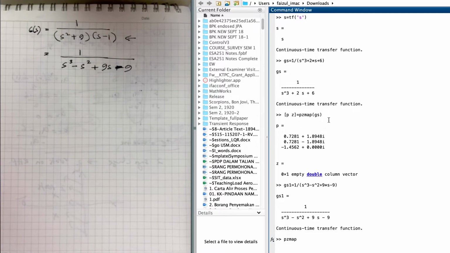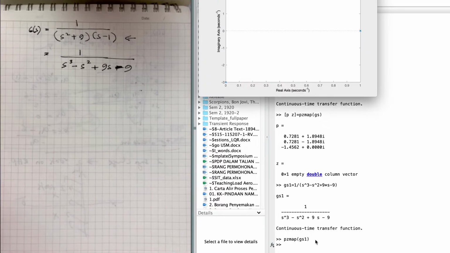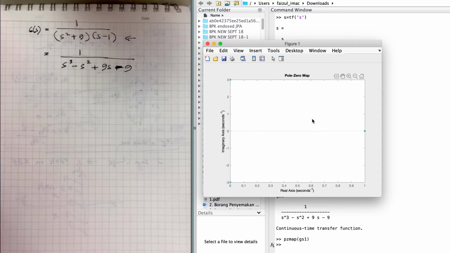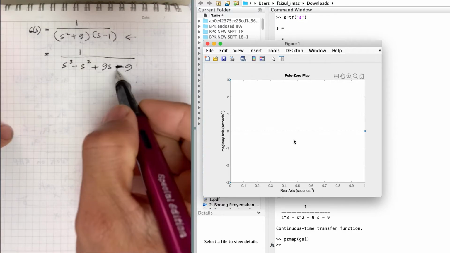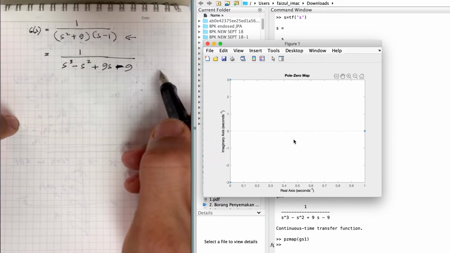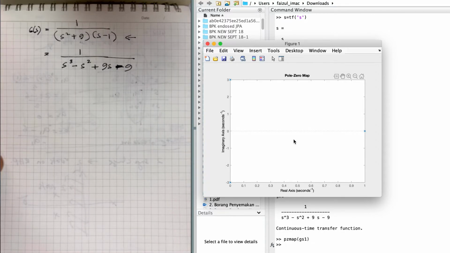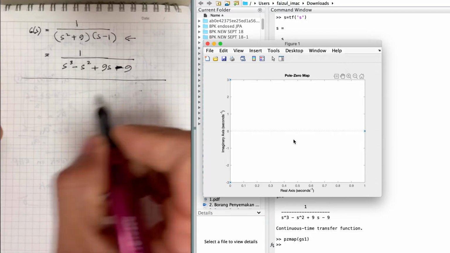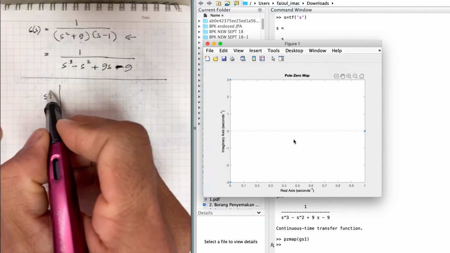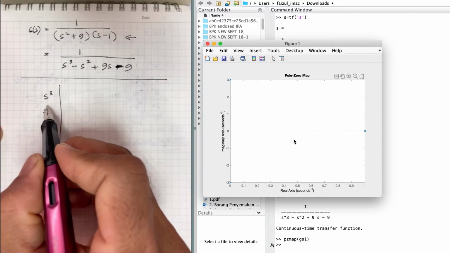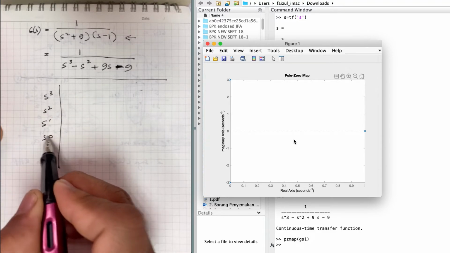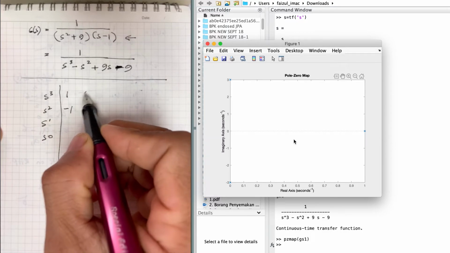Okay, running a PZ map for the special case 2 system. Then you see that there is one pole here, and there are two on the imaginary axis. So we know the system is unstable, with two poles on the imaginary axis. Now we need to verify whether the RH criterion is telling us the same story. So there's 1, minus 1, 9, minus 9.